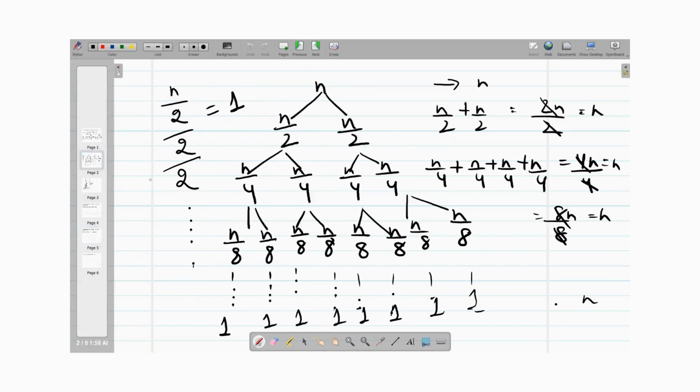So I have a height of log 2 n, and at each level I have a cost of n, so my total cost would be big O of n log n.